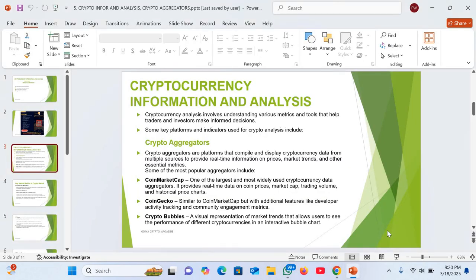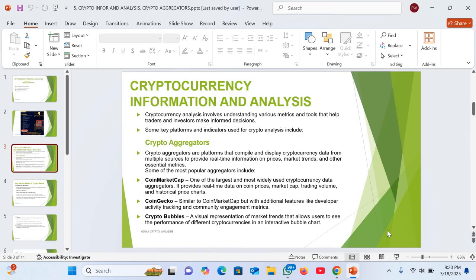So crypto analysis involves understanding various metrics and tools that help you as a trader to make an informed and a better decision. So which are some of the crypto sources of data that you will be looking at whenever you want to analyze these different cryptocurrencies? In one word, we call them crypto aggregators. In another word, we also call them sources of crypto data.